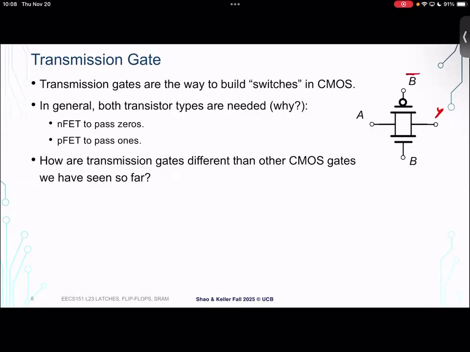Right, exactly. So when B is high, the NMOS and the PMOS are both on, which means that we're effectively shorting A to Y, right? We're connecting the source and the drain of both of these transistors by turning them on. And then conversely, you can see that when B is off, it's going to turn both of the transistors off. And so it's going to disconnect A and Y. So you can see that this is sort of the equivalent of a switch, right? Controlled by B.